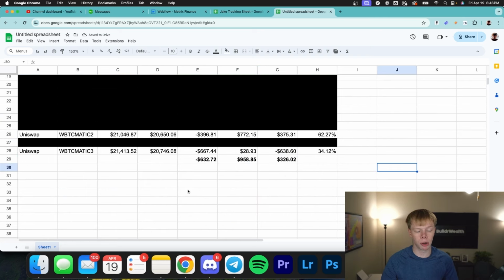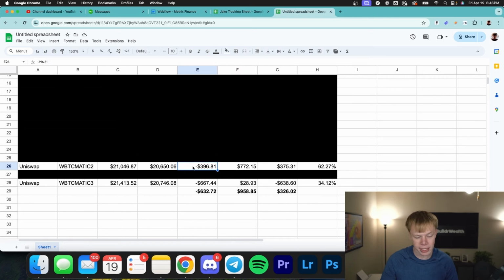Now during the month of March, I also deployed into another wrapped Bitcoin Matic position, this one with a little bit tighter of a range, and it ended up making me roughly $772 in earnings in total. And I did enter into this position in March and also exit this position in March. So I lost $400 from price depreciation on this one, but $772 in earnings. That puts me at an overall $375 in profit from that position in March.